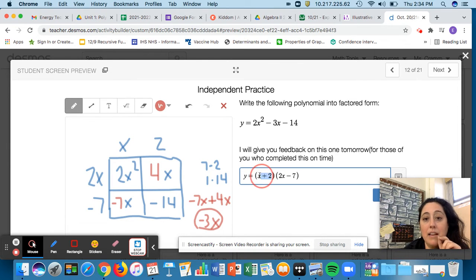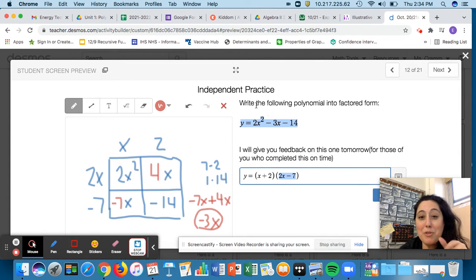All right, so I see x plus 2. Nope, there's no factor that's common to x and 2 other than 1, right? 1 doesn't count because it doesn't change anything. And 2x minus 7. Nope, there's no factors of 2x that are the same as 7. Okay, great.